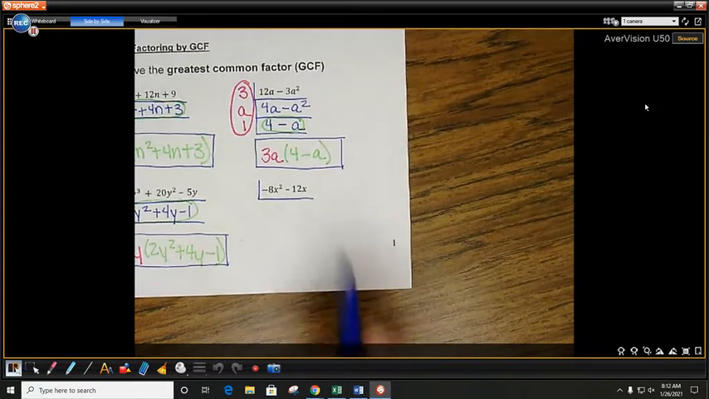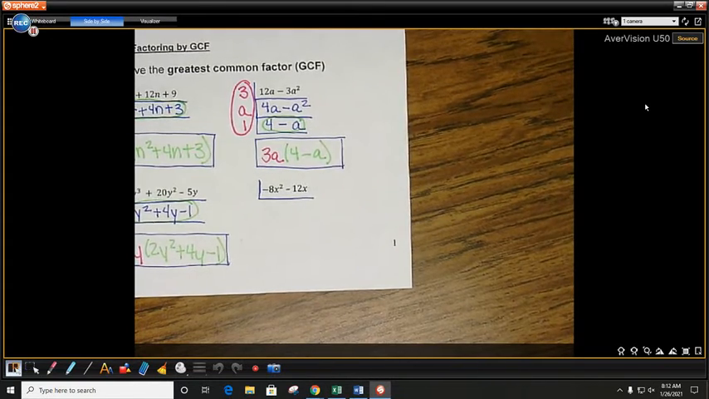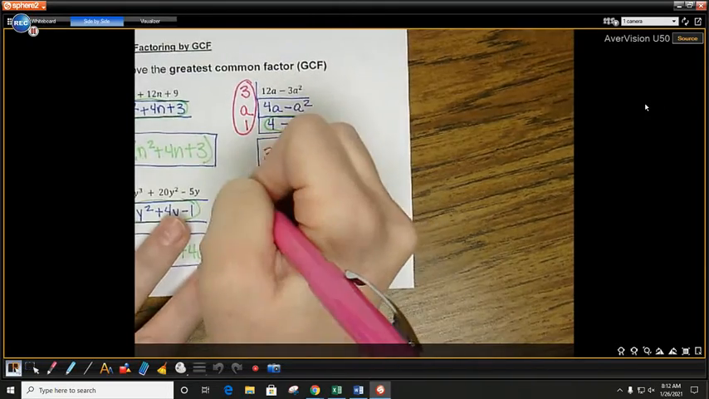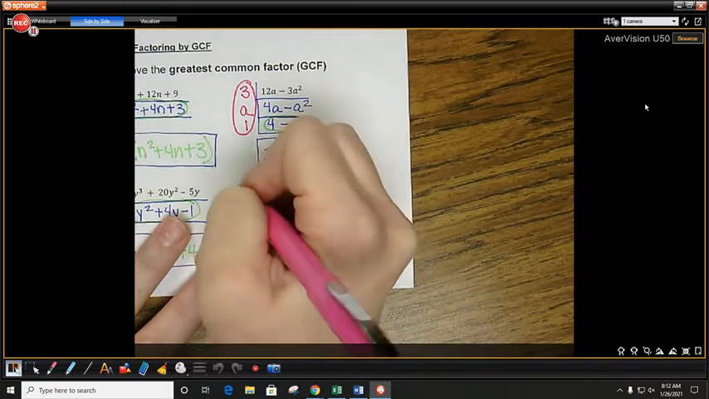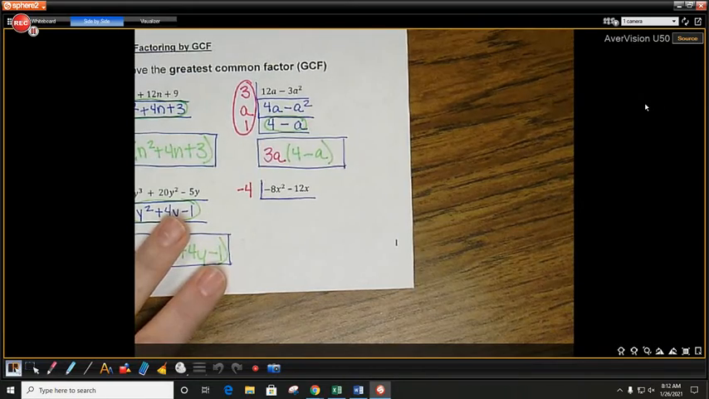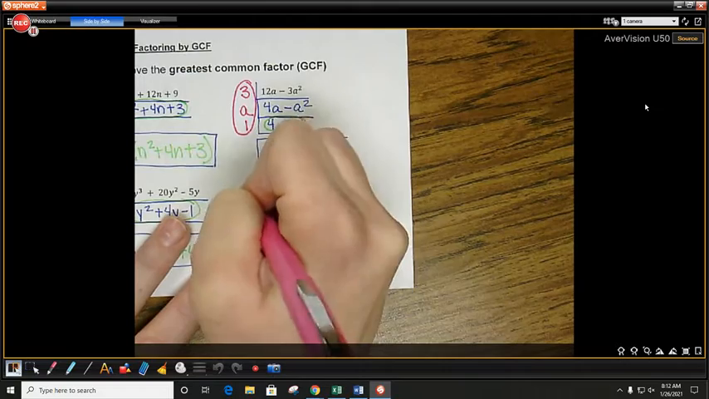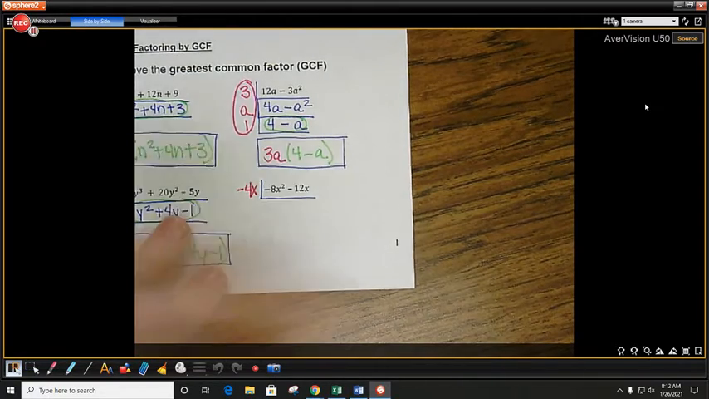Anytime that first term is negative, you're going to want to factor out a negative. So I'm going to factor out a negative. 8 and 12 are both divisible by 4. And then they both have an x. So you're taking out a negative 4x.